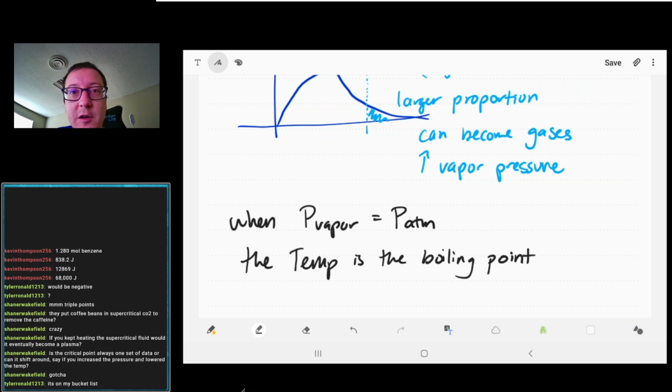And so we're going to say that that is dependent on altitude because pressure is dependent on altitude. So if you are living in Denver, which has an elevation of what, 5,600 feet or something like that, about a mile or so, you're going to see that your water will boil at a lower temperature.